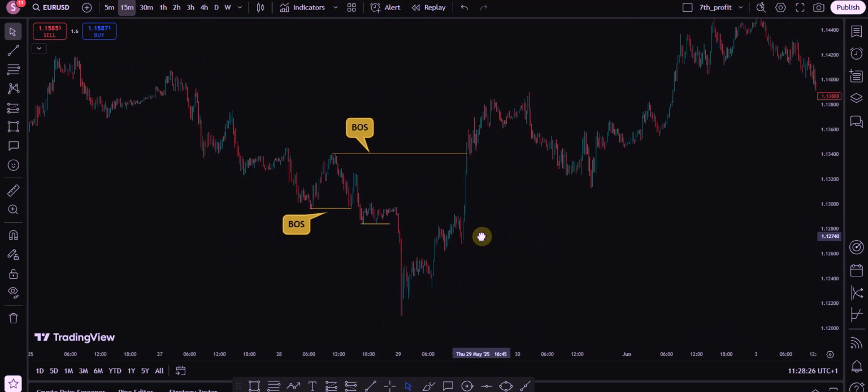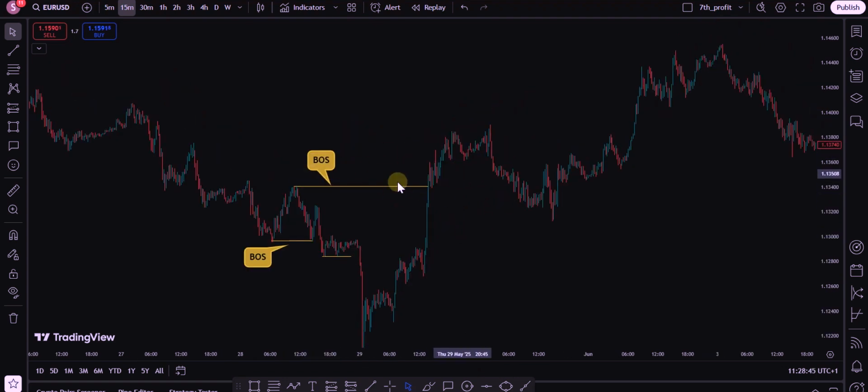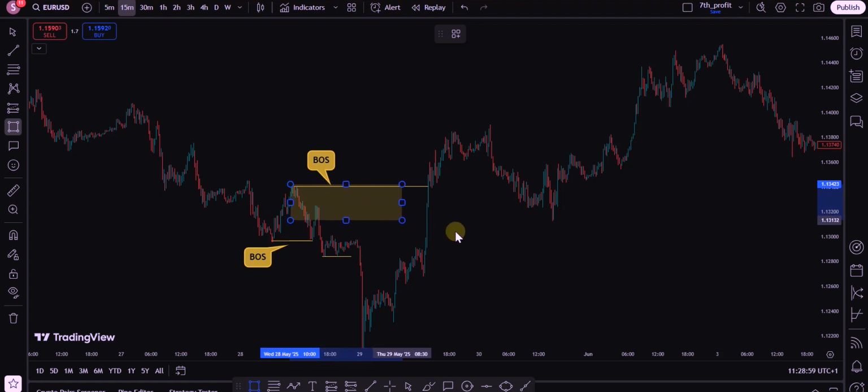So as you can see right here, we have a break of structure, another break of structure, then the market aggressively moved to the downside. Now the market breaks structure to the upside, which is a market structure shift. That's the first signal of a market structure shift. Then you identify your entry from the series of consecutive candles, or the last up close candle.